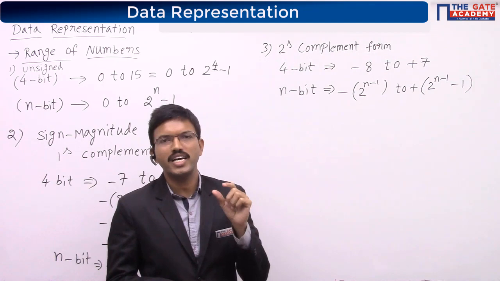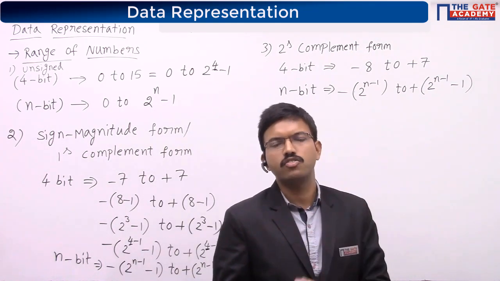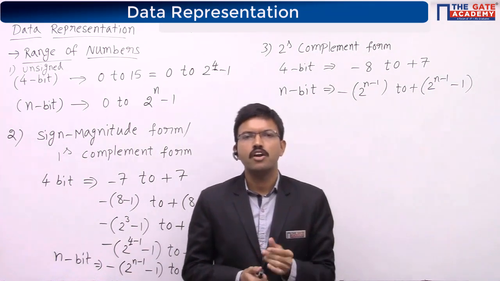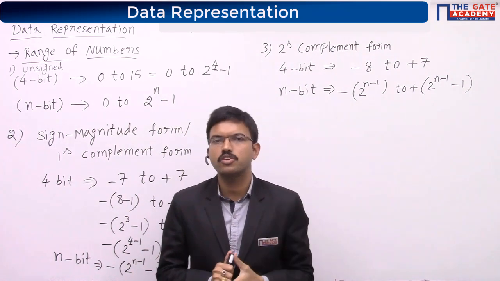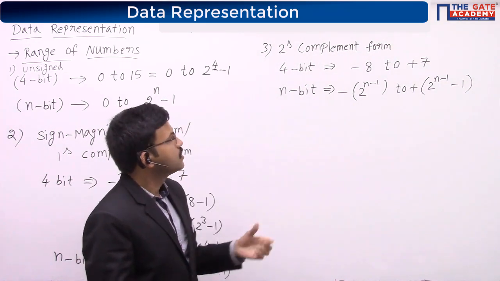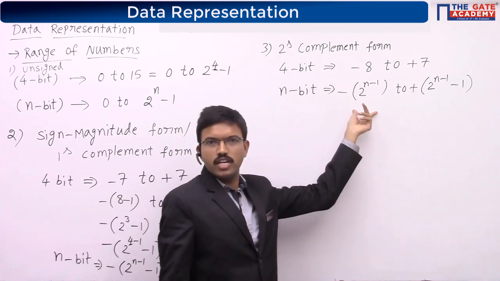We are treating 0 as one normal value, either plus 0 or minus 0, not separately. Suppose for the 4-bit case I am talking, we are having 4 zeros. So that's why here we got one negative value extra.